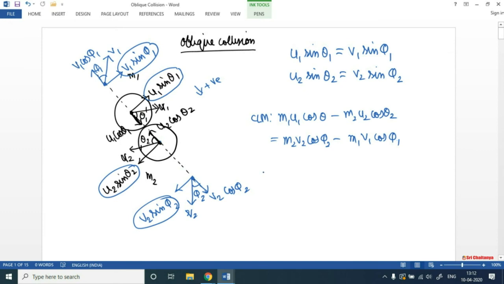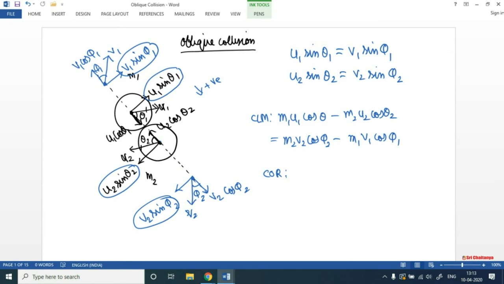That is conservation of linear momentum. Another equation we require will come from the equation of coefficient of restitution, and here we will be writing the coefficient of restitution only along the line of impact, because relative velocity is going to change only along the line of impact, because the perpendicular component does not change.